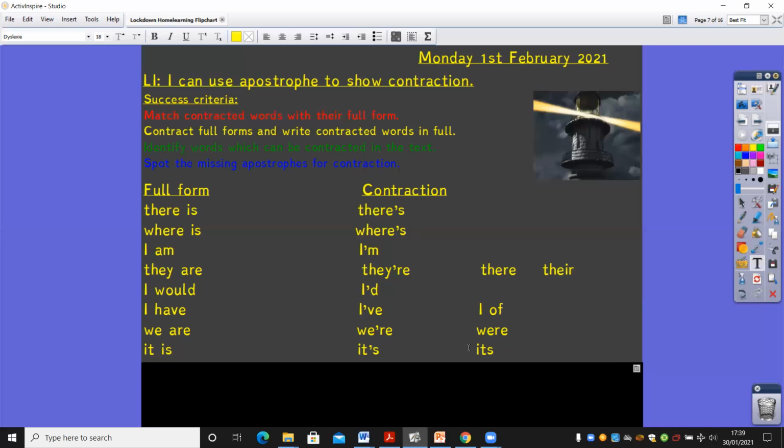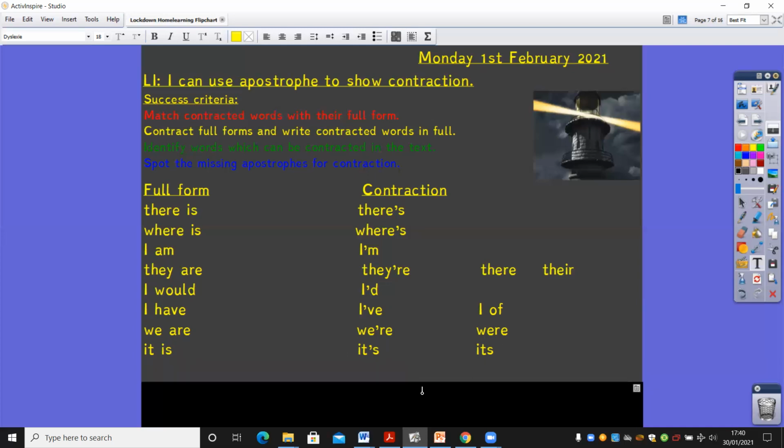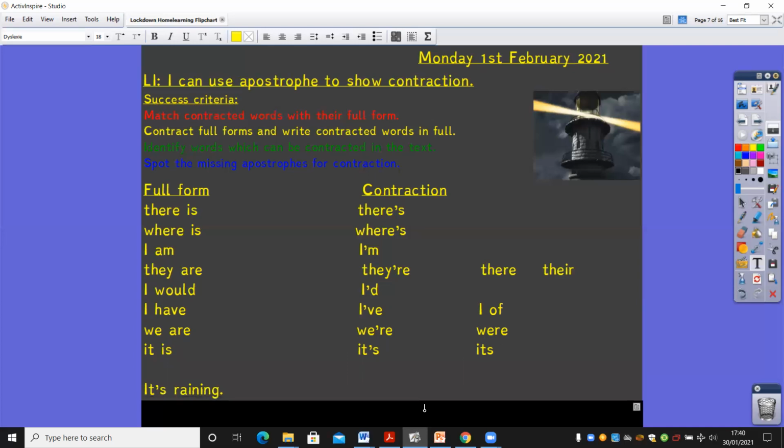But how about its without an apostrophe, children? What is the difference? Let's have a look together. Let's have a look at this sentence. It's raining. I know that I need to use it's with an apostrophe because it is short for it is. It is a contracted form of it is. And I could easily write, instead of it's raining, I could write it is raining, like this.